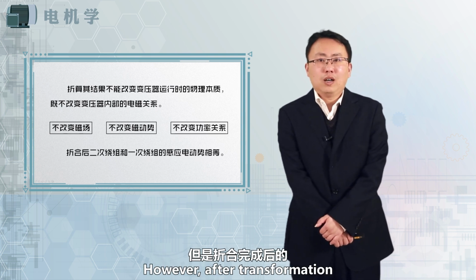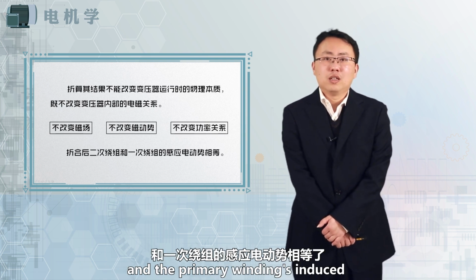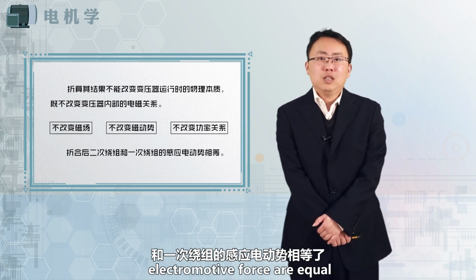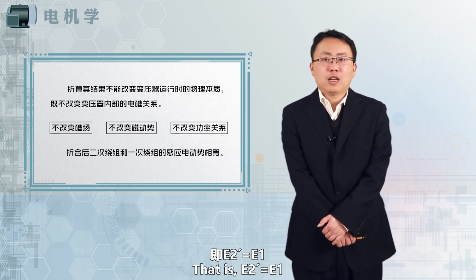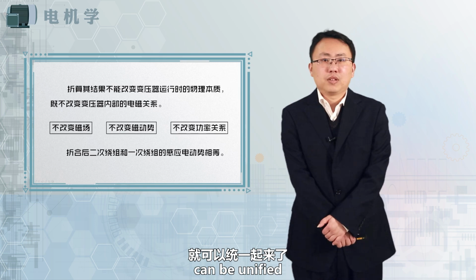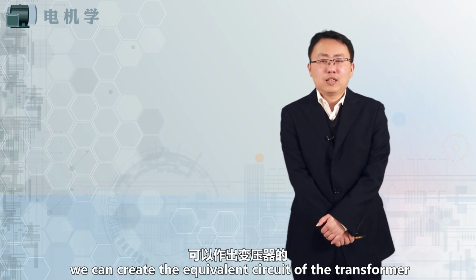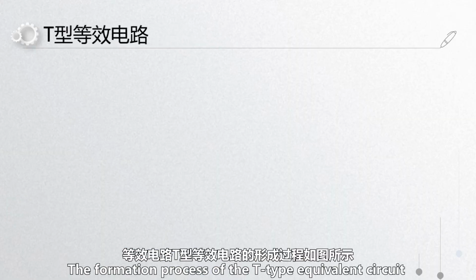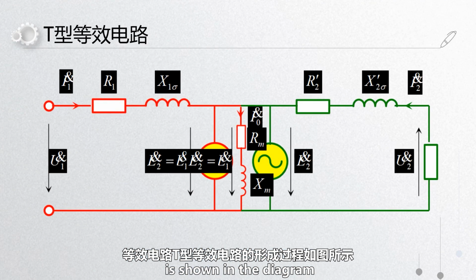However, after transformation, the secondary winding induced electromotive force and the primary winding induced electromotive force are equal. That is, E2 prime equals E1. Then the previously separated equivalent circuits can be unified. According to the transformed equations, we can create the equivalent circuit of the transformer. The formation process of the T-type equivalent circuit is shown in the diagram.